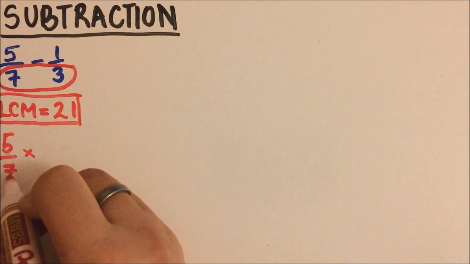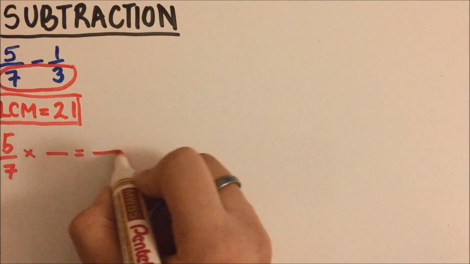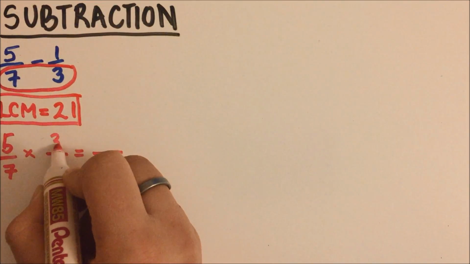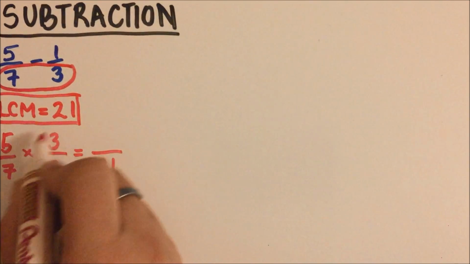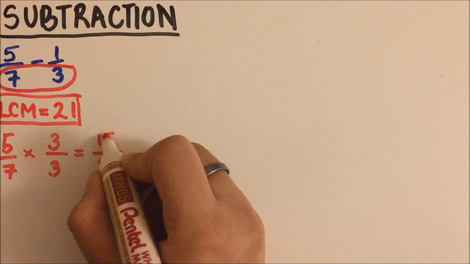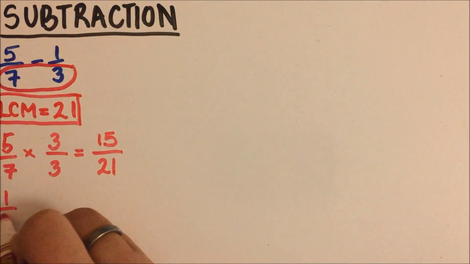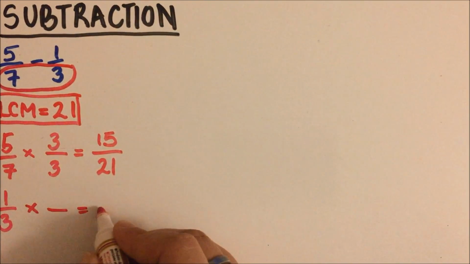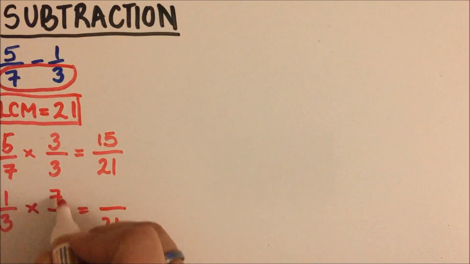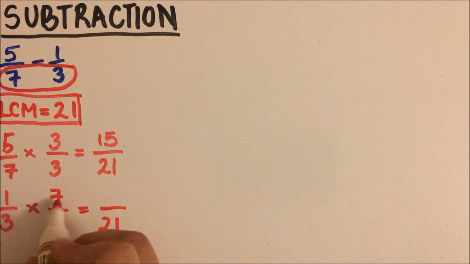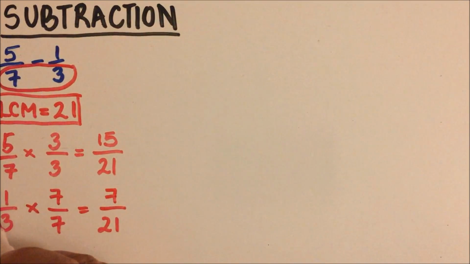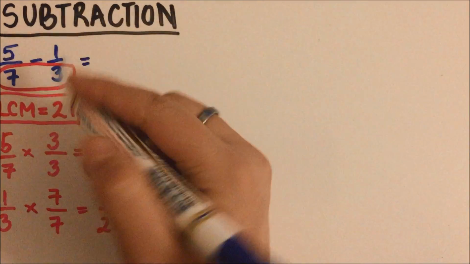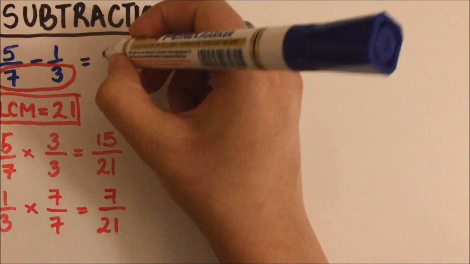So let's write down 5 over 7 first. We need to multiply 5 over 7 by a number that gives us something over 21. We know it's 3, so we need to multiply the top by 3 as well, and we get 3 times 5, which is 15. Now we need to do the same for a third. We multiply a third by something to get something out of 21. So we times it by 7, top and bottom. 7 times 1 gives us 7, and 7 times 3 gives us 21.